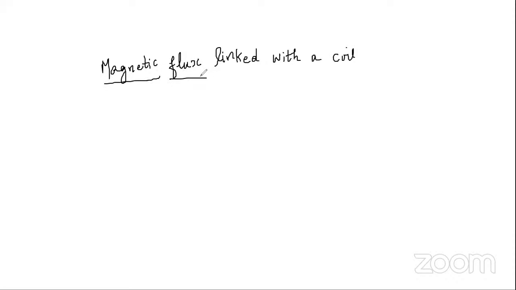The first thing is magnetic flux linked with a coil. So this concept we shall discuss now. Earlier we discussed the magnetic flux linked with a surface. So let us consider that we are having a coil like this, in oval shape.